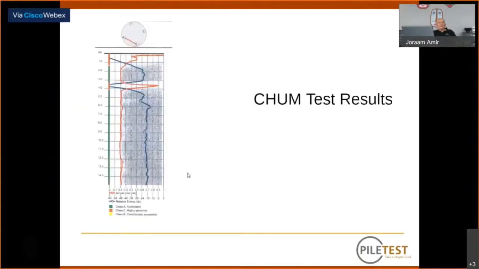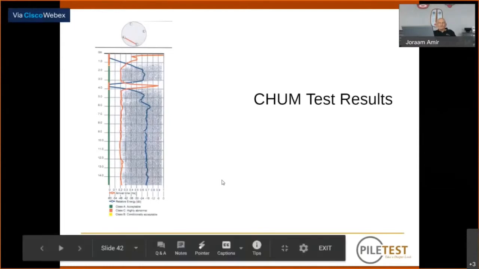And here is a typical result. You can see immediately the red line is the FAT. You see that at this depth, between 3 and 4 meters, the FAT is becoming very large, while the blue line, the relative energy, is becoming very small. This means that here at this depth, we have a discontinuity or a defect.